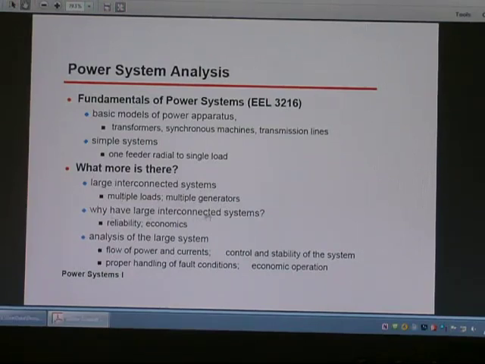Why have a large interconnected system? Reliability and economics. The analysis of the large system covers the flow of power and current, control and stability of the system, proper handling of fault conditions, and the economics of operation. Those are the topics included in power system analysis.